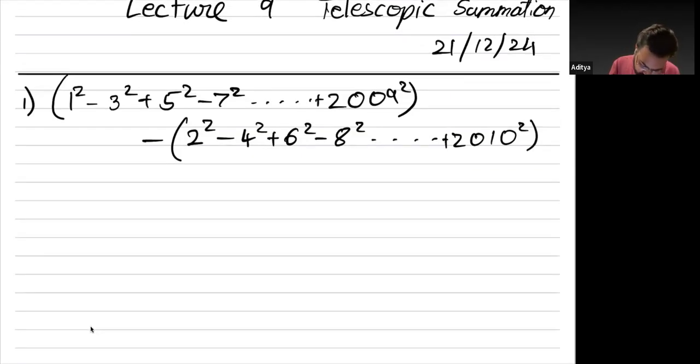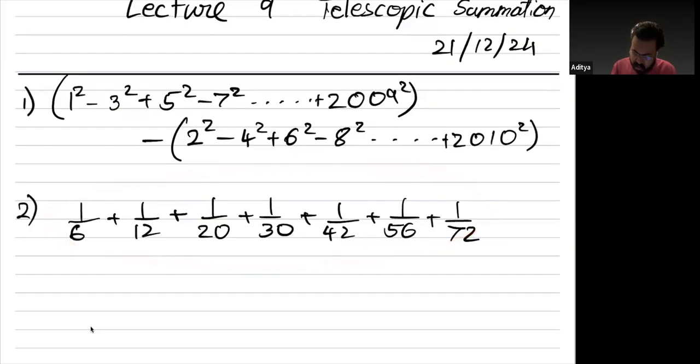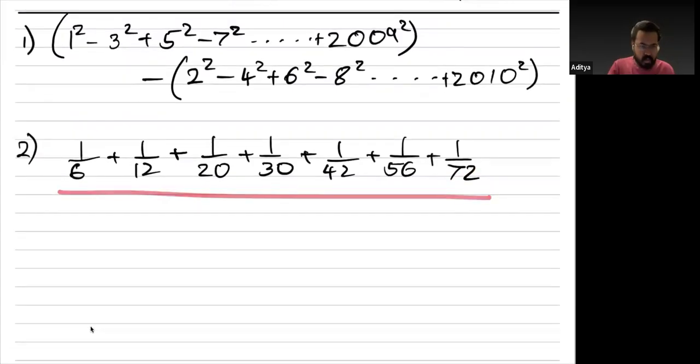Okay, this is the first question, which not everyone will find very easy to solve. So this is the second question also there. 1 by 6 plus 1 by 12 plus 1 by 20 plus 1 by 30 plus 1 by 42 plus 1 by 56 plus 1 by 72. Try this instead. Okay, I'll first discuss the answer to question 2, then we'll move on to the other questions.